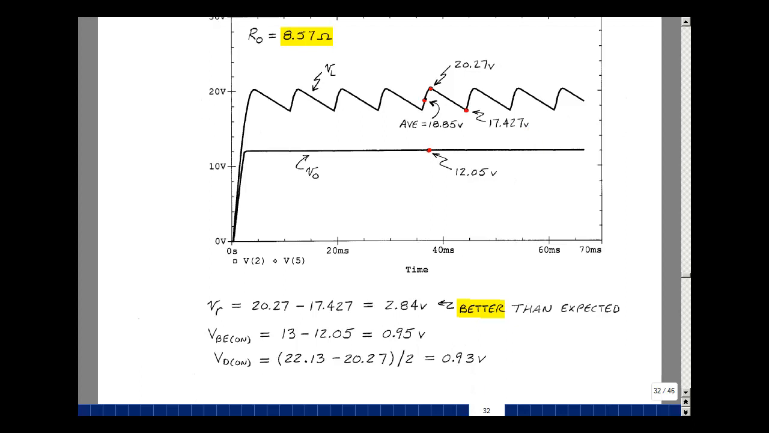Well, the ripple is the difference of these two. And that's 2.84 volts. I was shooting for 4. So that's better than what I expected. The turn-on voltage for VBE is the zener voltage minus the output voltage. And that's about 1 volt, 0.95.